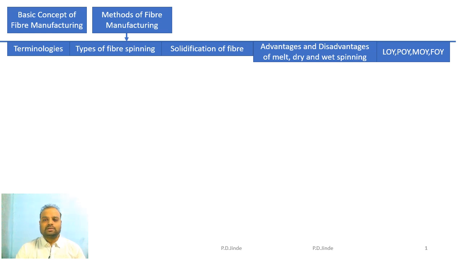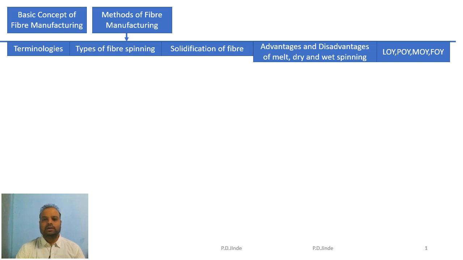This is the last subtopic in the second chapter. The name of the subtopic is Types of Yarn: LOY, POY, MOY, and FOY.